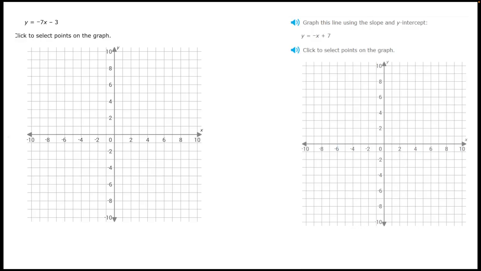Okay, now that you've had time to work these problems, let's check your solutions. For the first problem, you should have plotted the y-intercept at -3, and then your slope was down 7 and right 1. And there is your line.